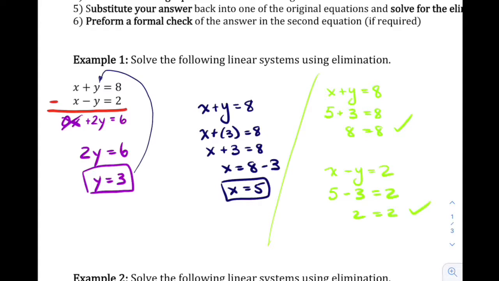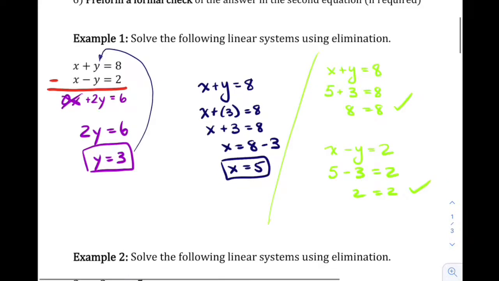So I know that I did it correctly. Those two numbers, x is 5, 3 for y, are the only values that make both equations balance. So that would be the solution to this system. I would get the same answer if I use substitution. I would get the same answer if I use graphing. It's just a different method, and we'll go through later on how do I choose which one's best. So let's keep rolling along here.